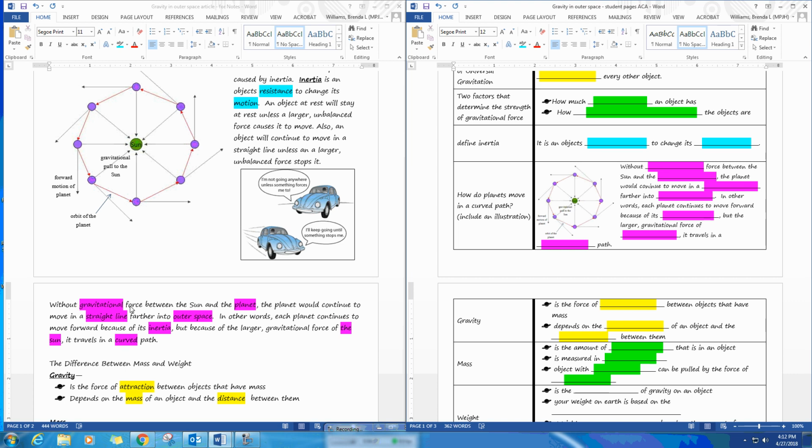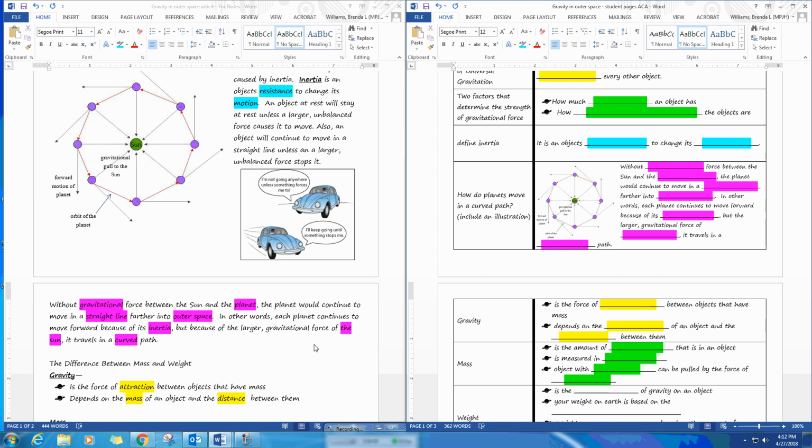Without gravitational force between the sun and the planet, the planet would continue to move in a straight line further into outer space. In other words, each planet continues to move forward because of its inertia, but because of the larger gravitational force of the sun, it travels in a curved path. In other words, if the sun was not yanking on the planets, they would fly off into space.